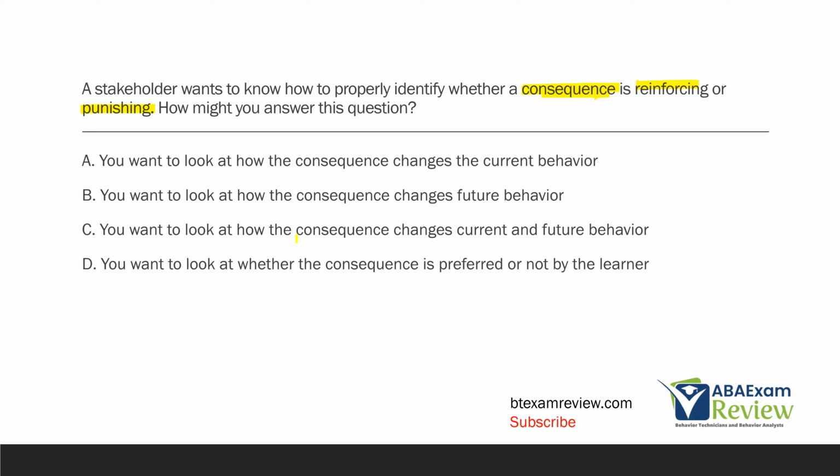C, you want to look at how the consequence changes current and future behavior. Again, we're not changing current behavior, so that's out. D, you want to look at whether the consequence is preferred or not by the learner. Well, we're not really worried about that. We want to know how the consequence changes behavior, and specifically, how does the consequence change future behavior? If that consequence increases future behavior, we'll consider it reinforcing. If it decreases it, we'll consider it punishing.